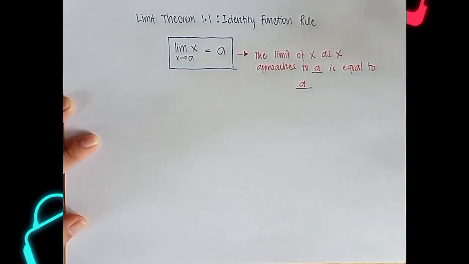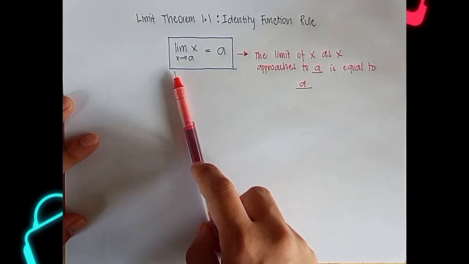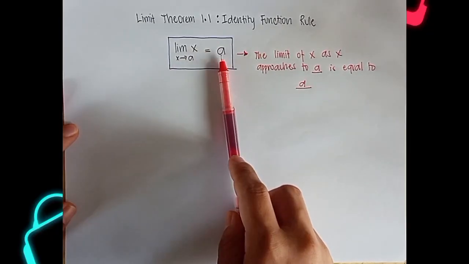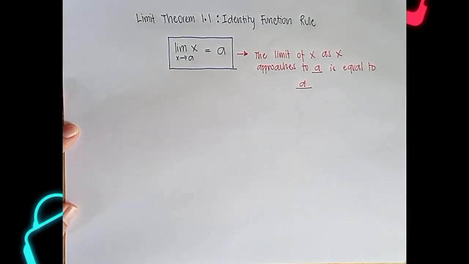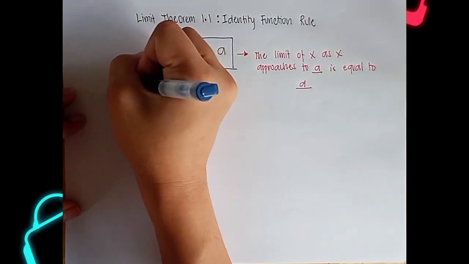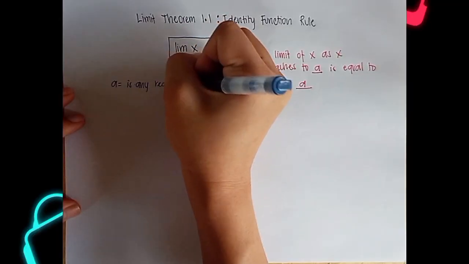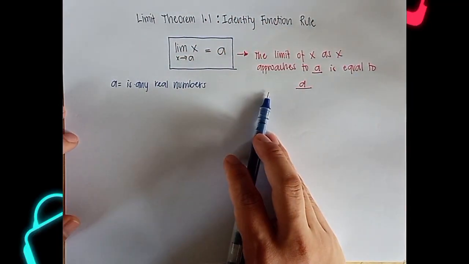So what does this theorem mean? This means that the limit of x as x approaches a is equal to a. This is known as the identity rule for limits, wherein it tells us that when you're finding the limit of the variable x as x approaches a number a, the result is just a. In other words, the function simply returns the input value. So the limit just follows where x is going.